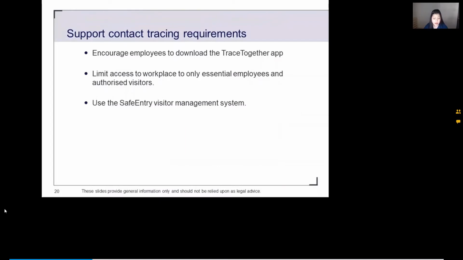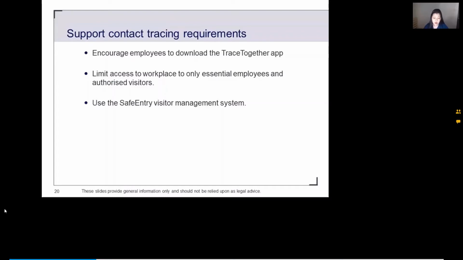Okay, another obligation would be to support contact tracing. So employers should do their part to support contact tracing requirements. And this includes encouraging employees to download the TraceTogether app. I think you may have heard of it. It's launched by the government to try and speed up the process of contact tracing in the event that there's a confirmed COVID-19 case. They should also limit the number of people that's allowed to enter the workplace. So only essential employees and authorized visitors should be allowed to enter the workplace.